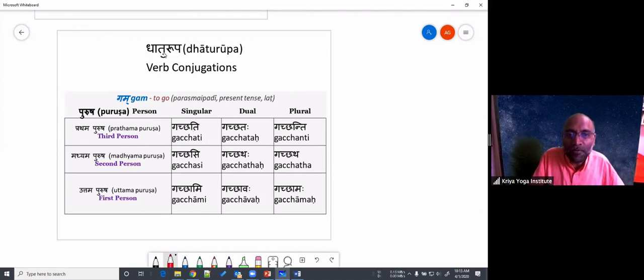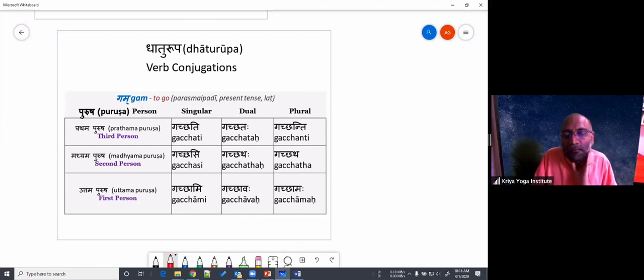So first, dhatu. It's called dhatu rupa, or verb conjugation. Dhatu rupa simply means the verb forms. That's all. We take a root. Here I have taken the root gam.